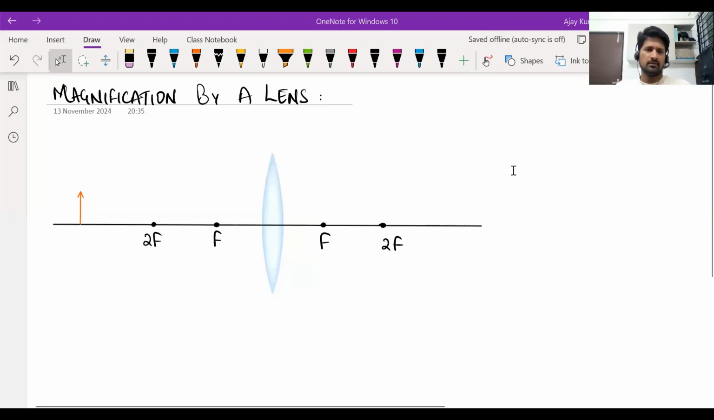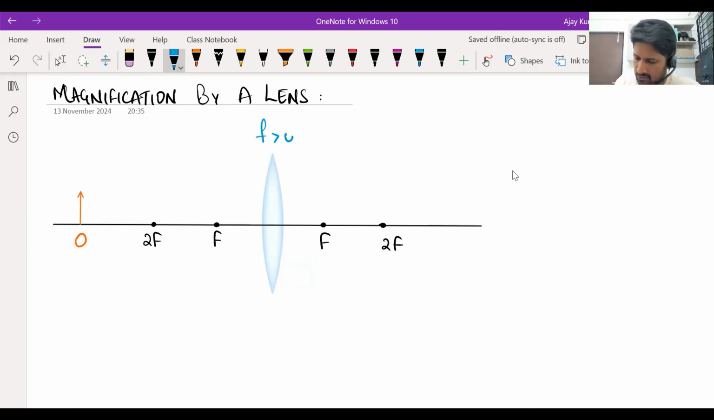Right. Suppose there's an extended object O placed in front of a lens. Let's assume this lens is a converging lens. A converging lens will have a positive focal length. And since the object is on the left side, it's a real object. Rays from the object travel towards the lens. So incident rays are traveling to the right.